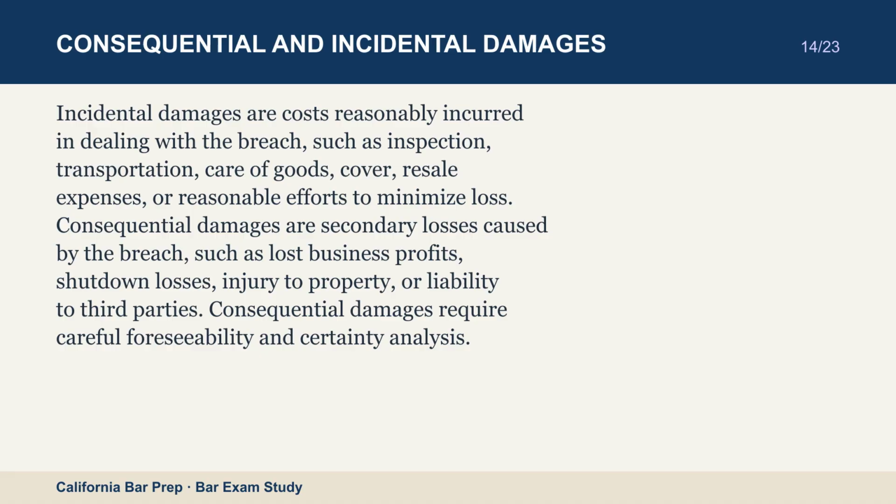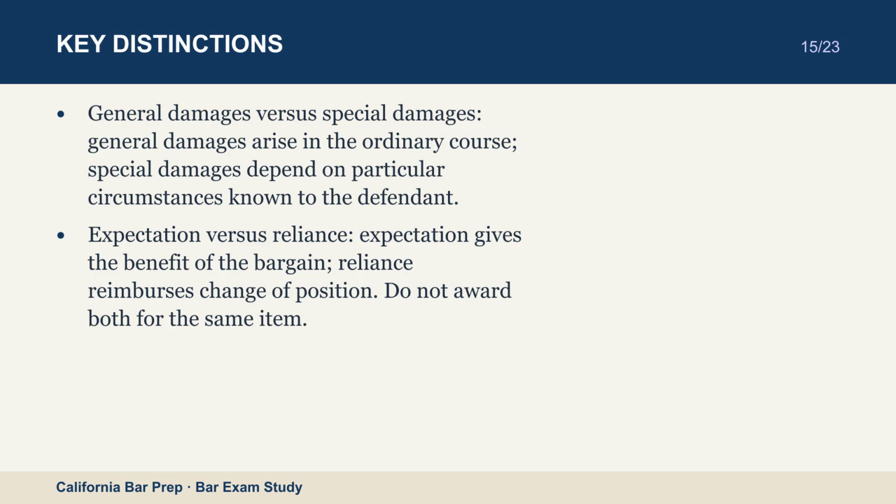General damages versus special damages. General damages arise in the ordinary course. Special damages depend on particular circumstances known to the defendant. Expectation versus reliance. Expectation gives the benefit of the bargain. Reliance reimburses change of position. Do not award both for the same item. Reliance versus restitution. Reliance asks what the plaintiff spent. Restitution asks what the defendant received.